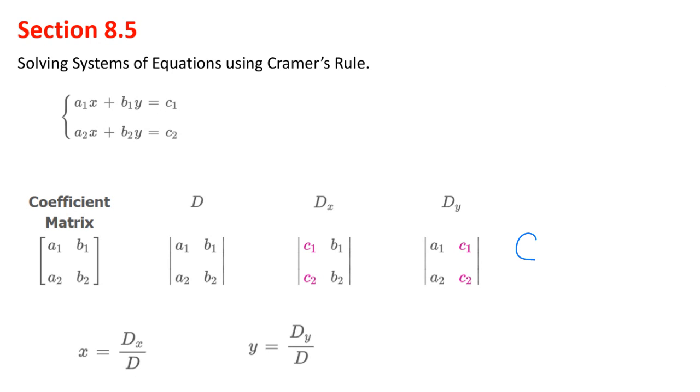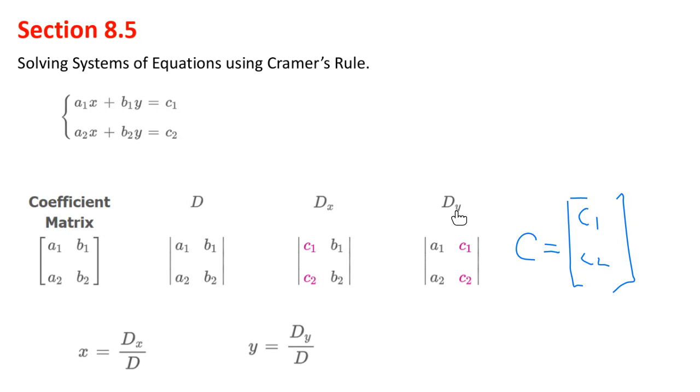Let's call it a C. This is your constants, C1 and C2. Those are your constants right here. And then we're going to form a new determinant, which is dx. Since it has an x here, we get rid of the x coefficients and replace them with the constants. That's where the C1 and the C2 are.